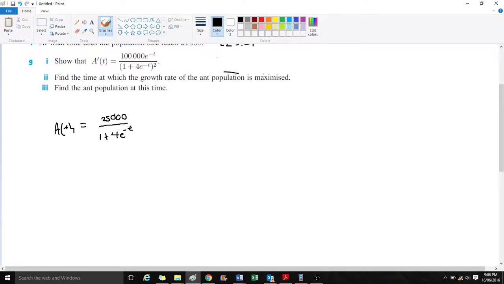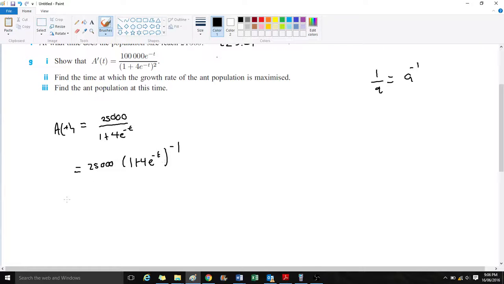Now, one of our index laws is that if we have 1 on a, we can write this as a to the power of minus 1. And that's exactly what we're going to do here. We're going to pretend this whole thing on the bottom is a. So we leave our number out the front, 25,000, and we're timesing that by 1 plus 4e to the minus t, to the power of minus 1. And now we can easily find the derivative of this function.